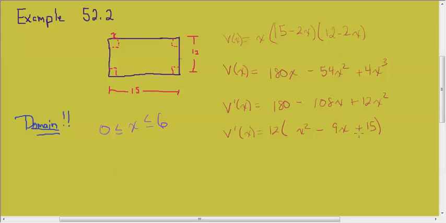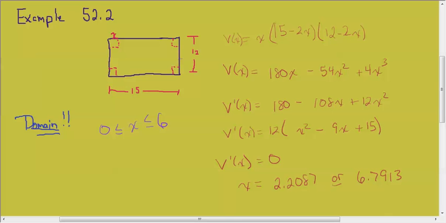Does this factor? No, it doesn't. Using the quadratic equation, again, I put it in my calculator. It's 0 when x is 2.2087 or 6.7913. So I have a possible maximum volume when x is 2.2087 or 6.7913.